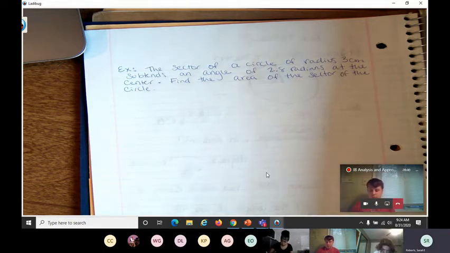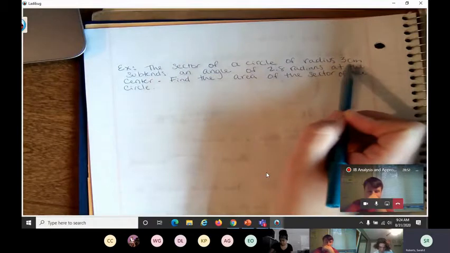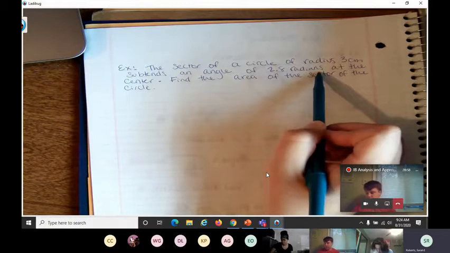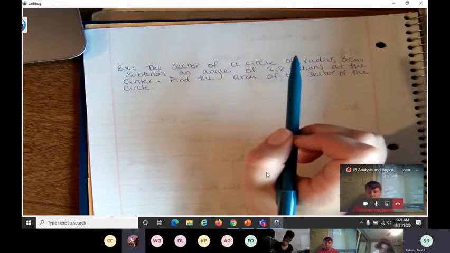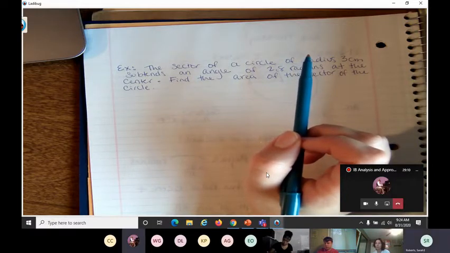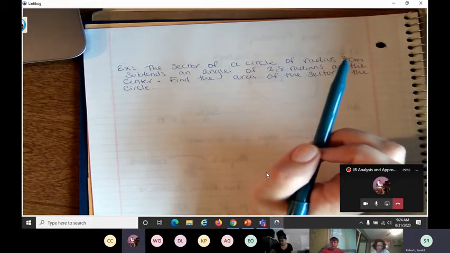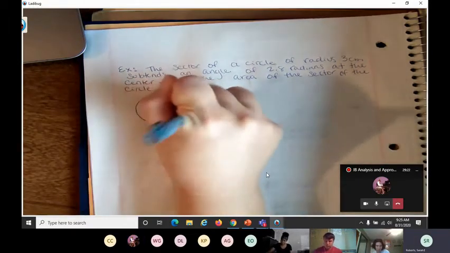Okay. And the first thing we want to do when we have an example like this, where we have all words and no pictures, is draw the picture. So we have a sector of a circle of radius 3 centimeters, subtends an angle of 2.8 radians at the center. What does that mean? Anybody? That means the sector has the central angle of 2.8 radians. Okay, very good. Yes, so our circle, draw out a circle.